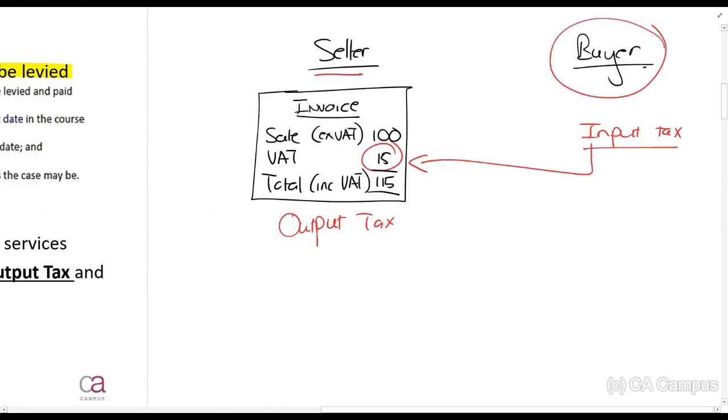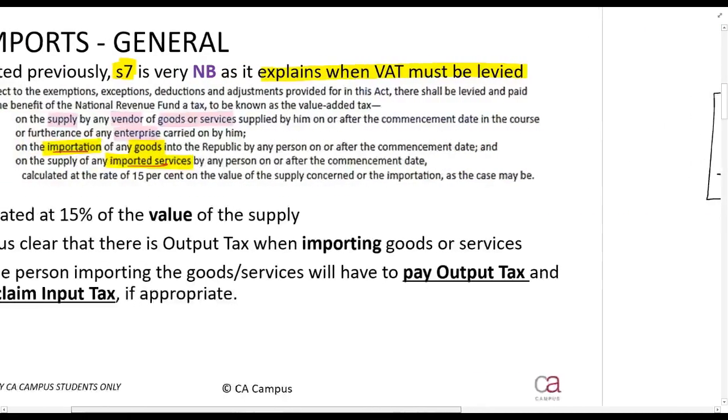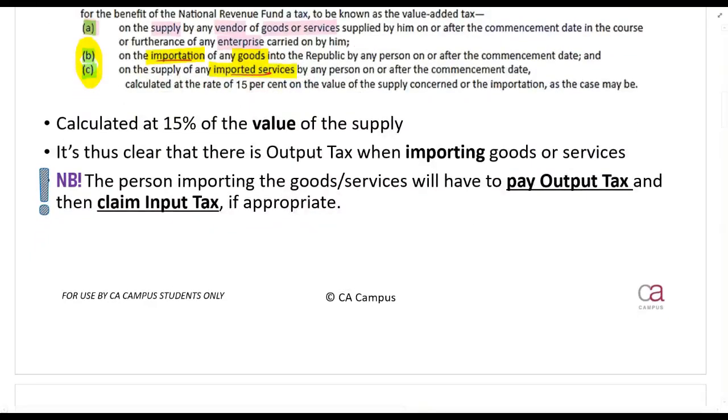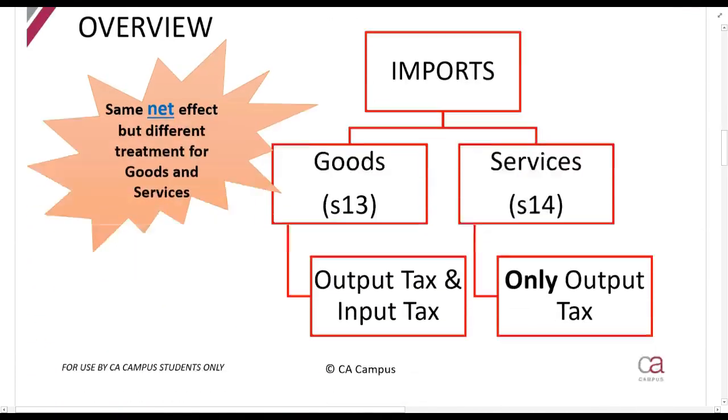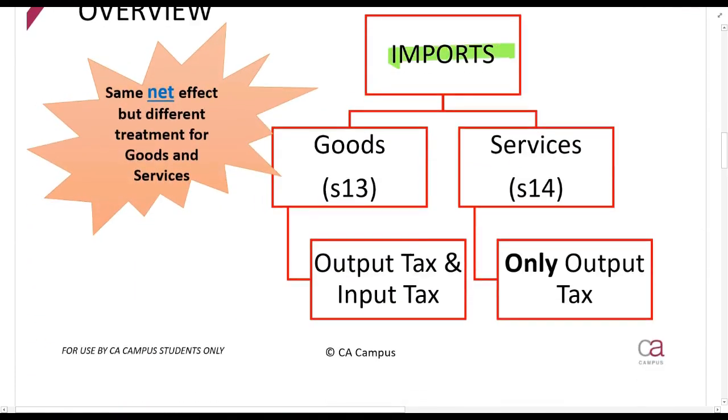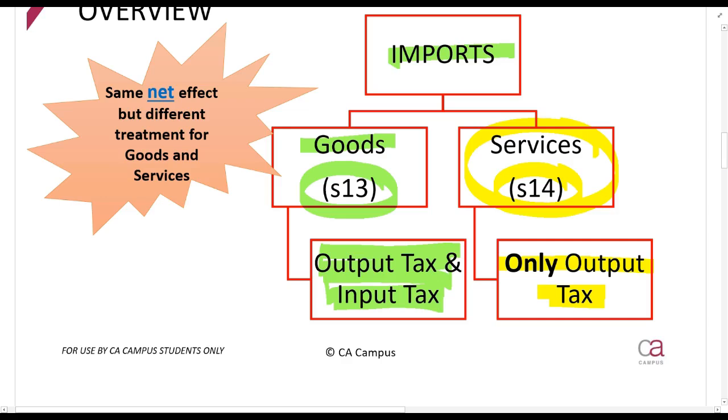Now if you import something, you are the buyer. Usually we claim only input tax. Now I'm saying to you, you will also have to pay output tax on that. I want you to understand, it is still possible to claim input tax as well. We'll see that in a second, but to understand, we're going to look now at output. So, if you import goods, you will refer to section 13, and I want you to understand that there are output tax and input tax implications. If you import services, which we don't see as often, but important, there will only be output tax implications. Guys, this is something that you have to study, and I will explain to you now how they work.